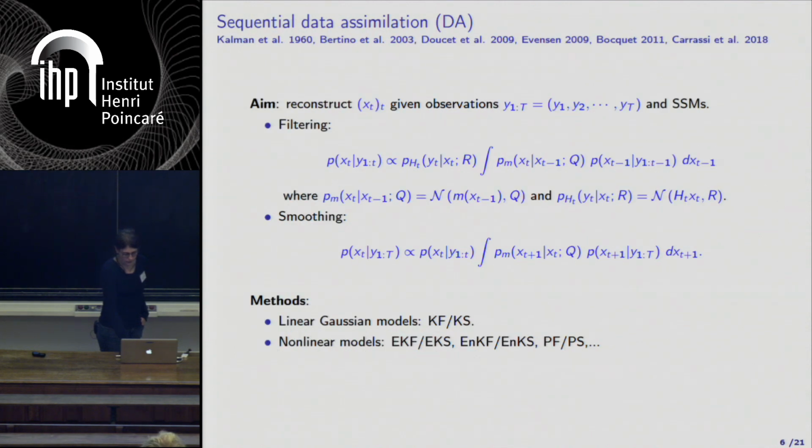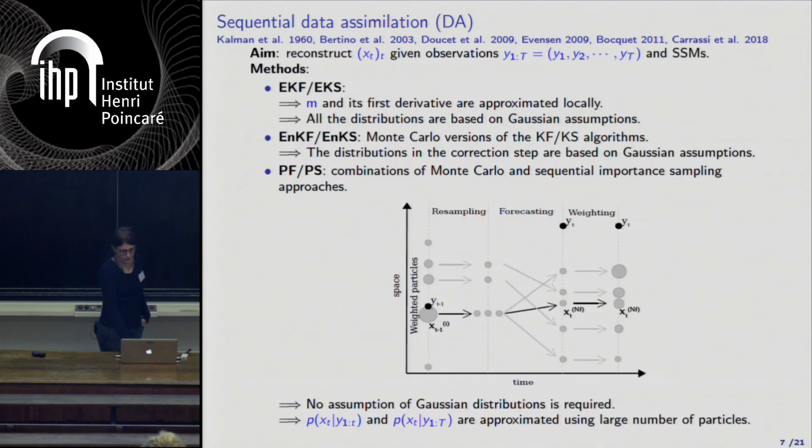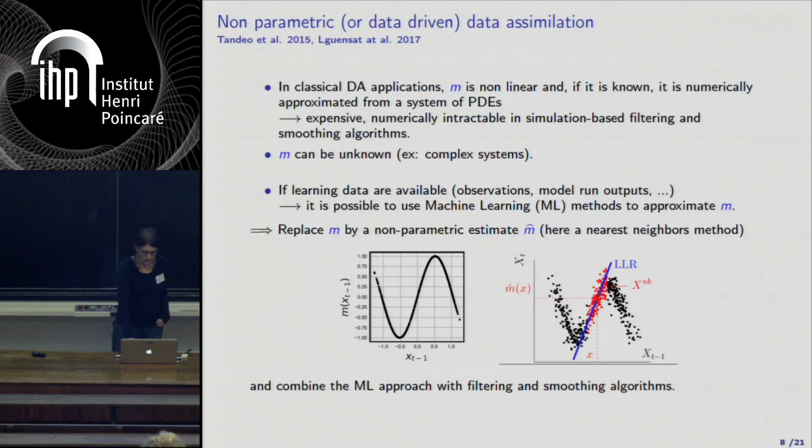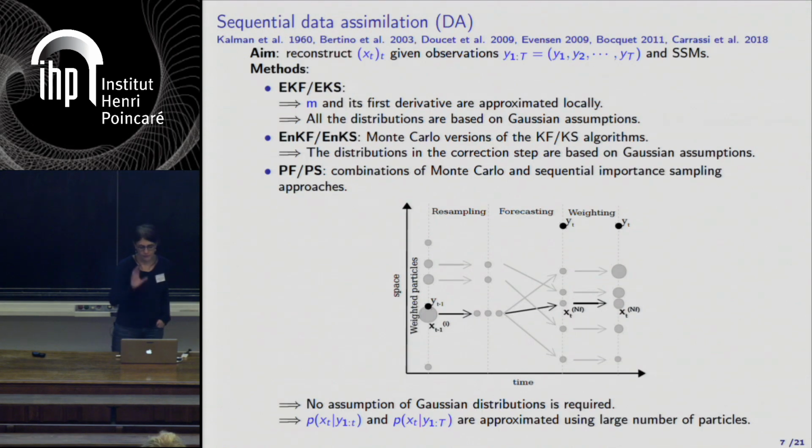So that's just a slide to say that we will use sequential data assimilation, and we'll decide to use a particular filter. So that's for the first step. For the data assimilation step, we use a particular filter.